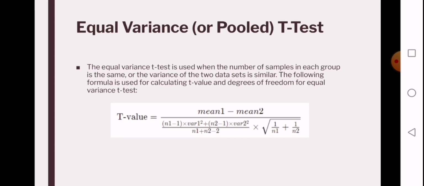where mean 1 and mean 2 are the average values of each of the sample sets, var1 and var2 are the variance of each of the sample sets, and n1 and n2 are the number of records in each sample set. And degrees of freedom is equal to n1 plus n2 minus 2, where n1 and n2 are the number of records in each sample set.